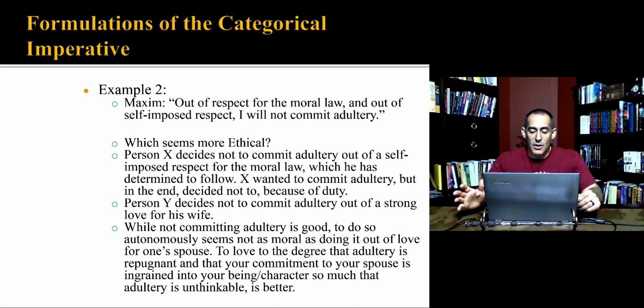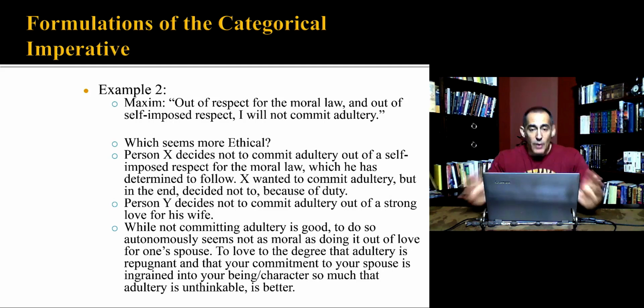Right? He's not going to commit adultery. Now, X wanted to commit adultery, but in the end, he decides not to simply because it's his duty. The other person we'll call person Y decides not to commit adultery because he doesn't want to. He doesn't have a desire to. He actually has a desire to remain faithful and loving to his wife.